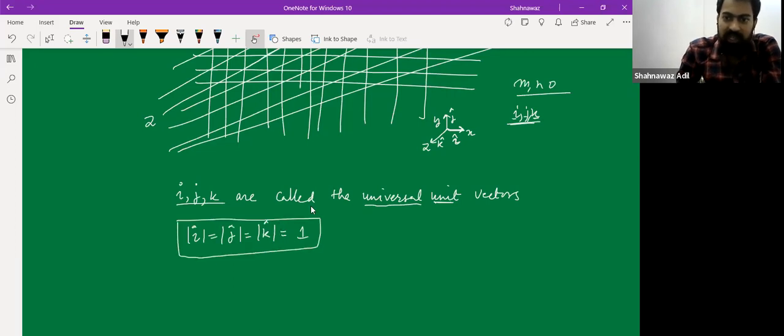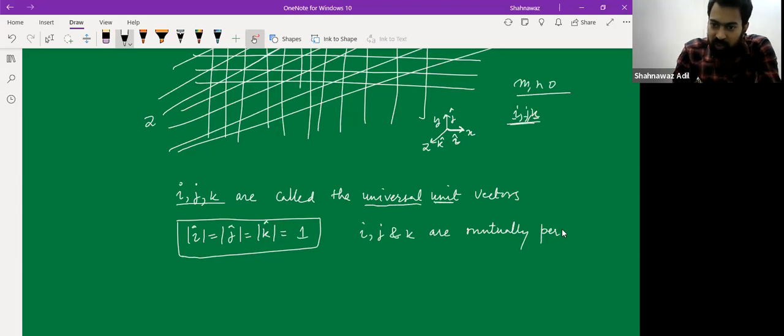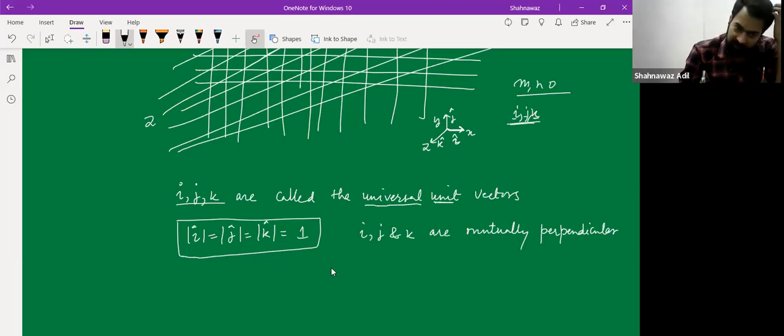So these are in the x, y, and z direction. So i, j, and k are mutually perpendicular, right? So these are some basic properties of the universal unit vectors. Okay. And any vector you can represent in these universal unit vectors.